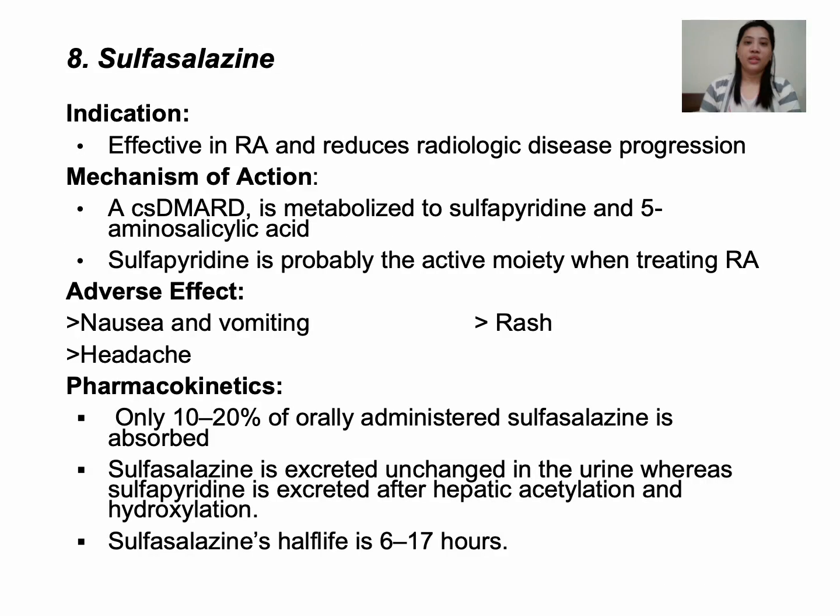The last synthetic DMARD will be sulfasalazine. It is effective in RA and reduces radiologic disease progression. Its mechanism of action: it is metabolized to sulfapyridine and 5-aminosalicylic acid. Sulfapyridine is probably the active moiety when treating RA. Its adverse effects are nausea and vomiting, rash, and headache.